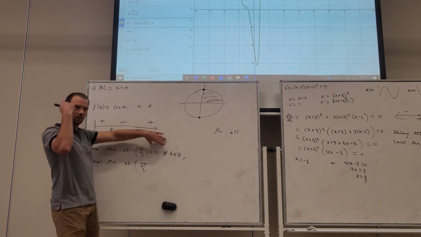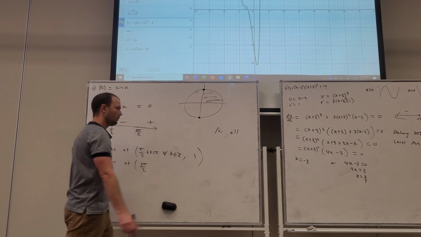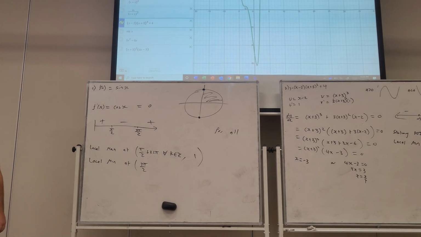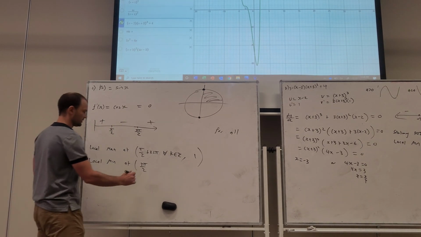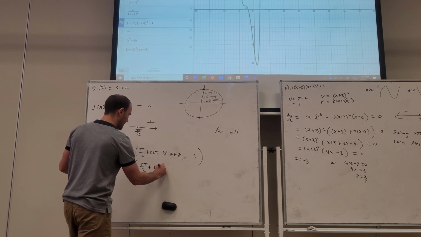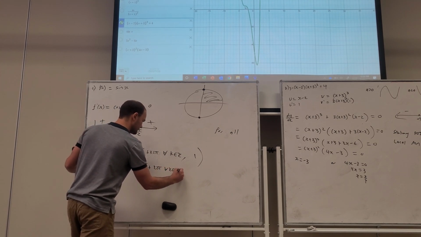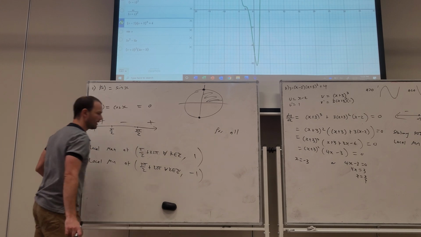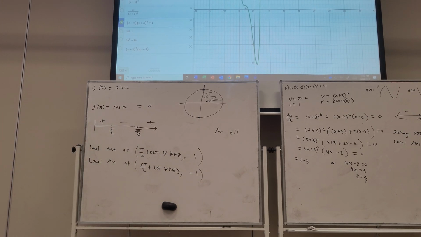The y coordinate is always the same. The y coordinate for the local max is always positive 1. And then we'll just put a repeat of that here, plus k2 pi for all k is Z. And the y value of the local min is minus 1. Okay, all possible solutions.